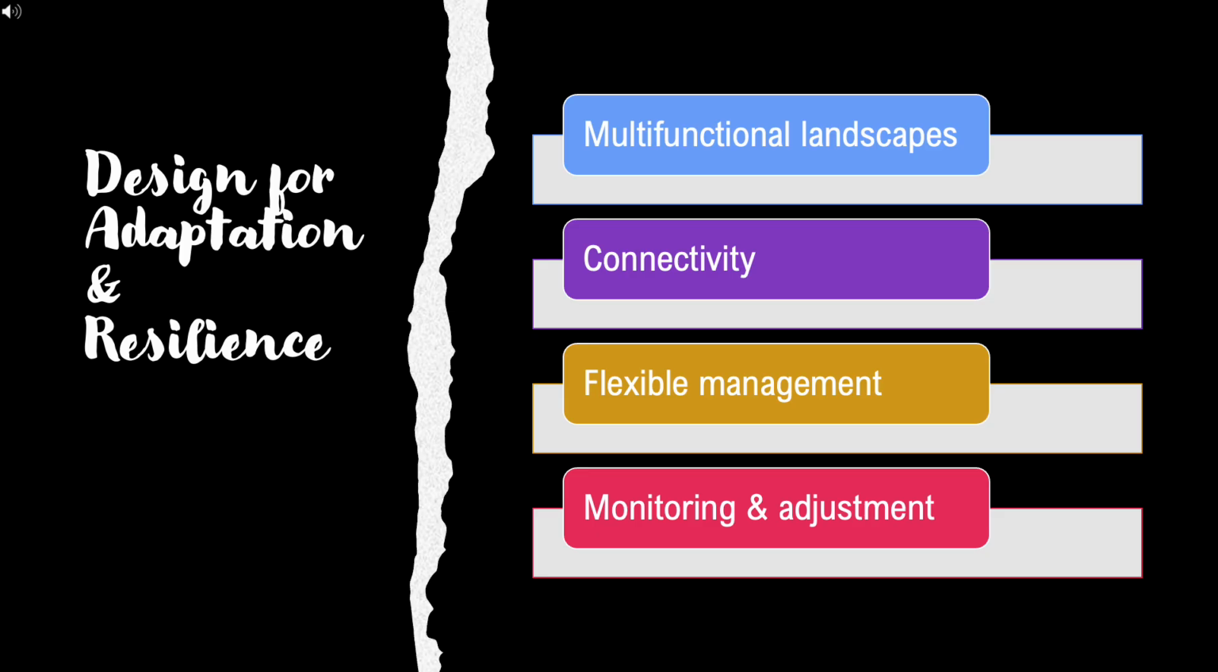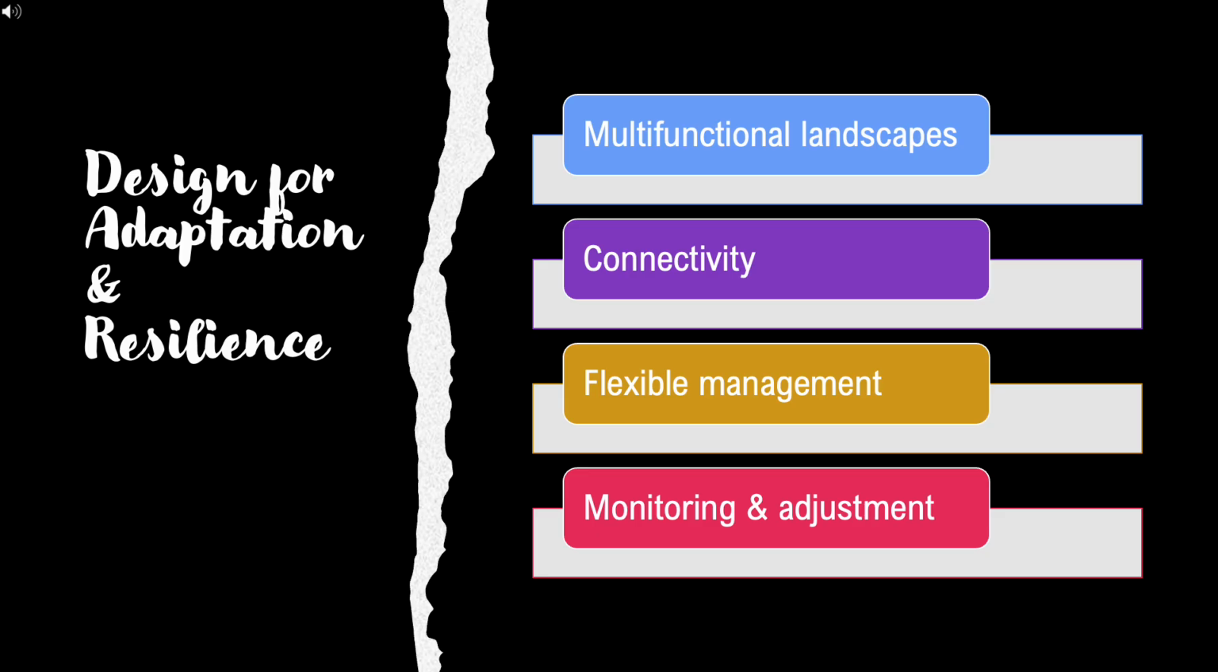Multifunctional landscapes. The most resilient tropical landscapes serve multiple functions simultaneously. They provide shade and cooling, they manage stormwater, they support biodiversity, they produce food, they protect coastlines. Designs that stack functions are inherently more resilient because if one function is stressed or disrupted, others continue to operate. Think about how you can layer ecological services into every project.